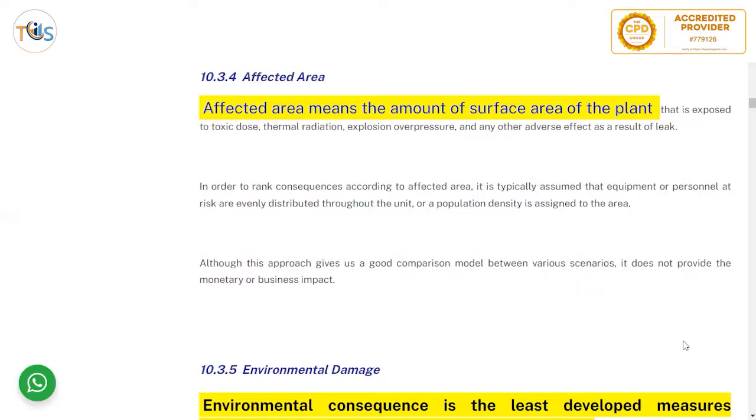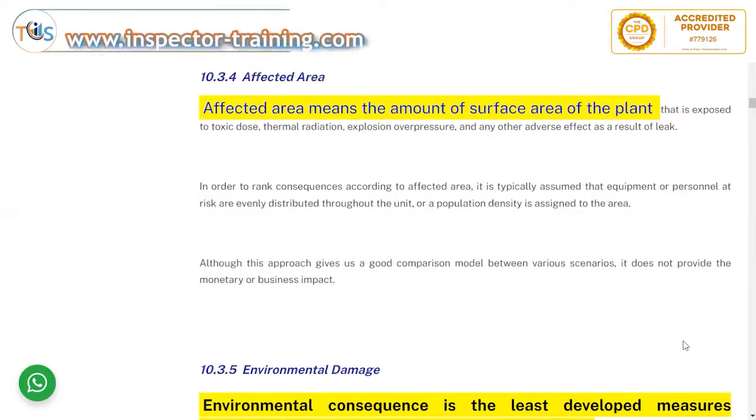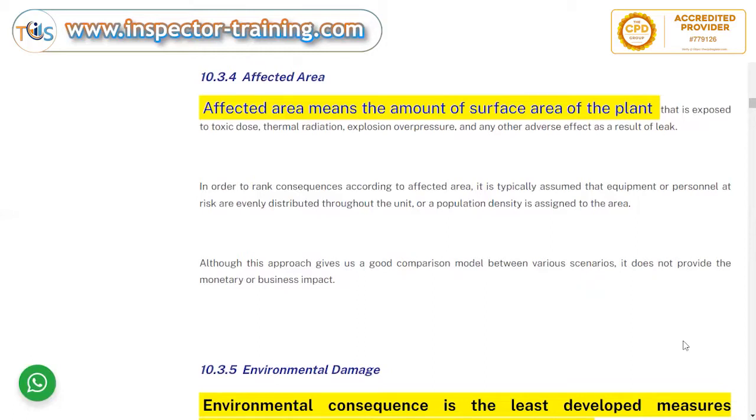For example, at that point of accident, if there are not many people around, then obviously you have less consequences. And if there are more people, say, during working hours, and an accident happens, obviously you might have more fatalities or injuries. But just to streamline, we consider the average value of what would happen. That's why they are evenly distributed throughout the unit or population density.